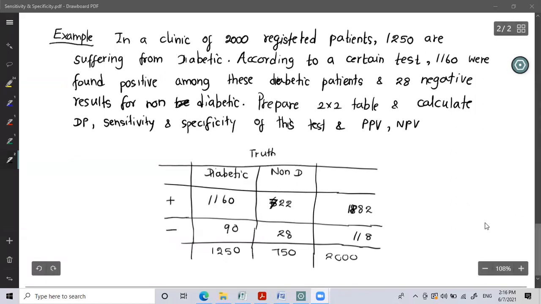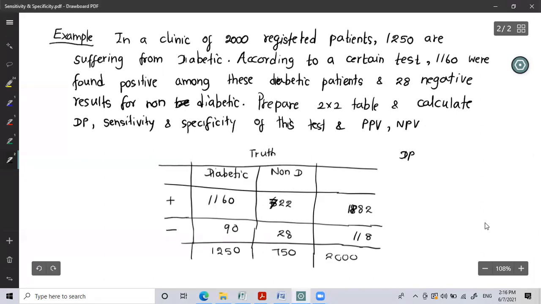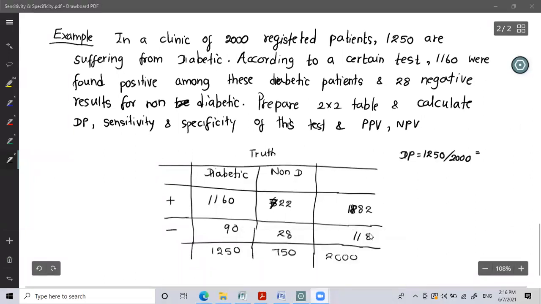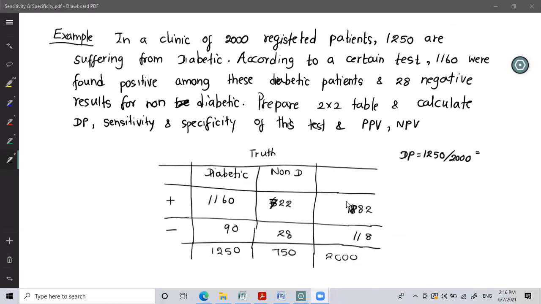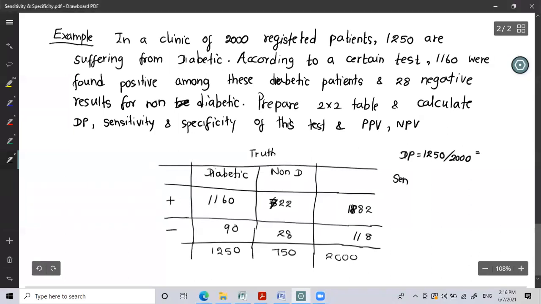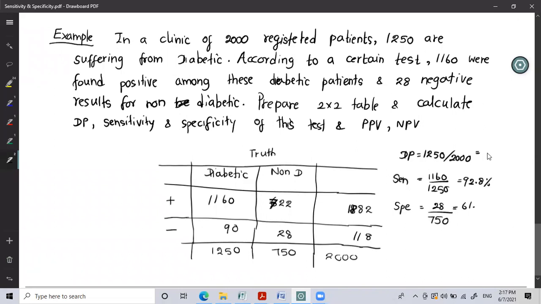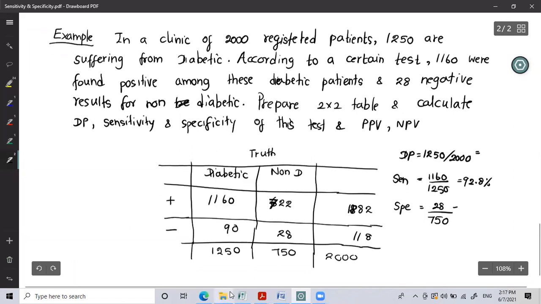Okay, I got several correct answers, I think. Right. So what is the disease prevalence? 1250 divided by 2000. You can find it. Sensitivity is very high, which is 92.8%. And the specificity is, well, that is very low, which is 3.73.